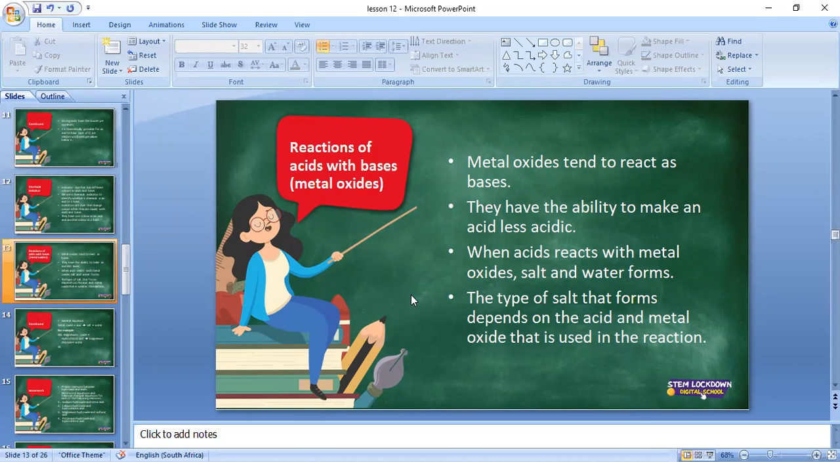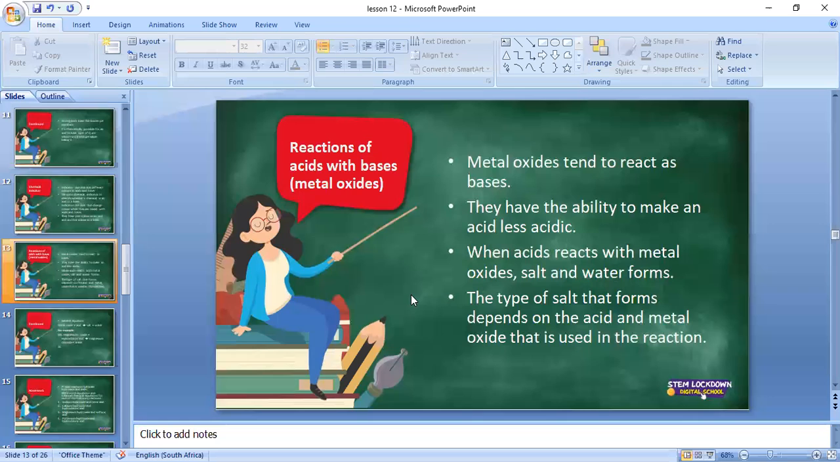Now remember I gave you a definition. I said a metal oxide is a compound. Do you understand? So a compound of a metal oxide will react with an acid. So what is it that we're going to get when a metal oxide reacts with an acid? Because now we're saying metal oxides tend to react as bases. So in your mind, when you see a compound like magnesium oxide, you see a base. Are we clear? Sodium hydroxide, that is a metal oxide as well, and then you see a base.